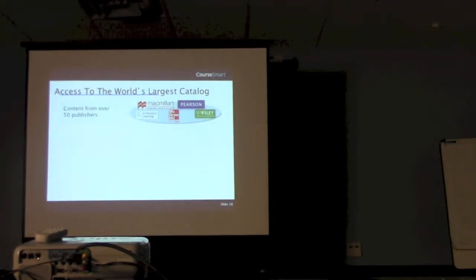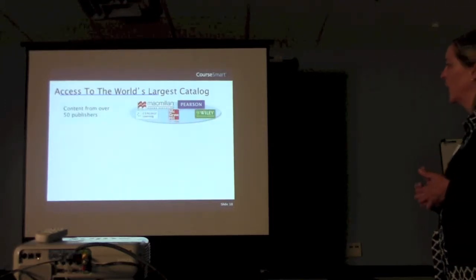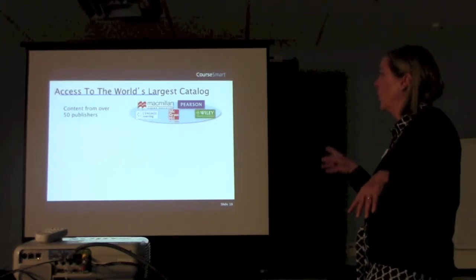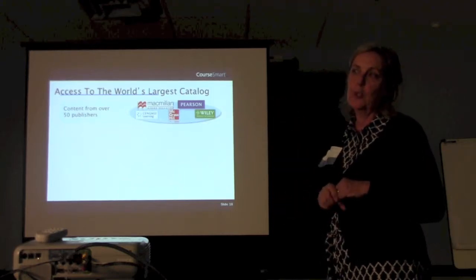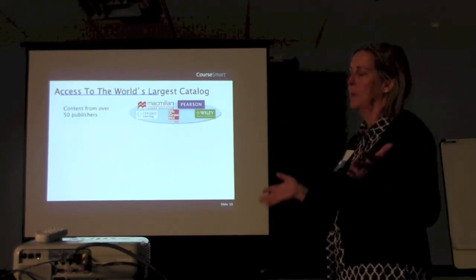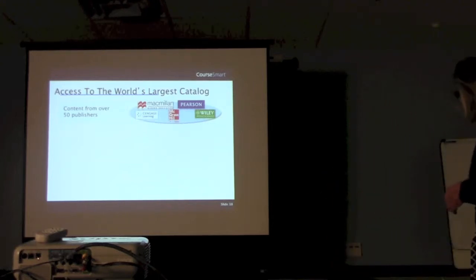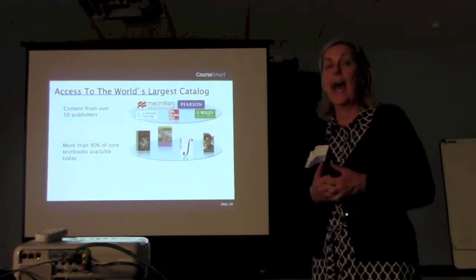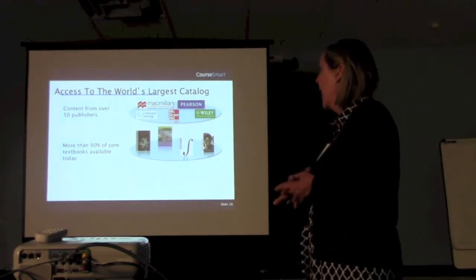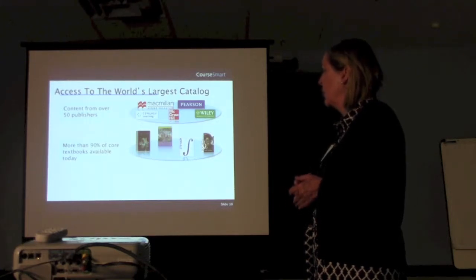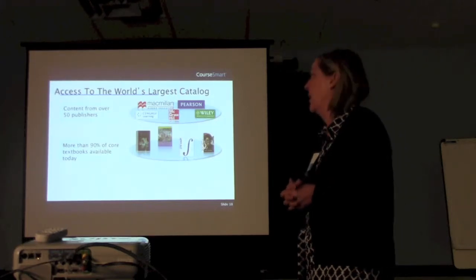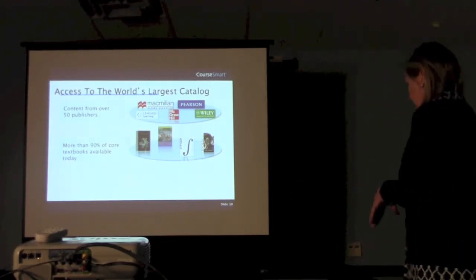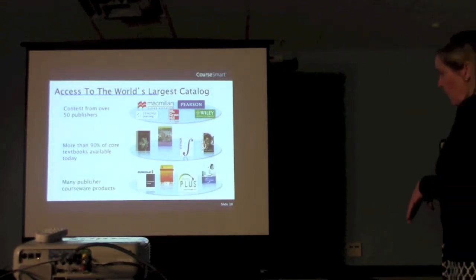So one of the key things to remember about CourseSmart is that we are actually owned by the Big Five publishers, but we work with over 50 publishers currently, and we're adding more publishing partners every day. We actually have the largest catalog in higher ed that's out there, and we traditionally have about 90% of the core textbooks that are available today at the undergraduate level.